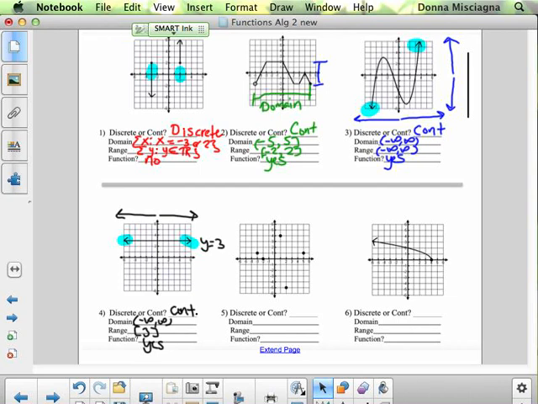It definitely passes the vertical line test. I only go through one point at a time. It's a horizontal line, right? I don't have two y values for the same x. And moving on. All right, discrete or continuous, it's points, right? They're not connected. It's discrete. That is not continuous.